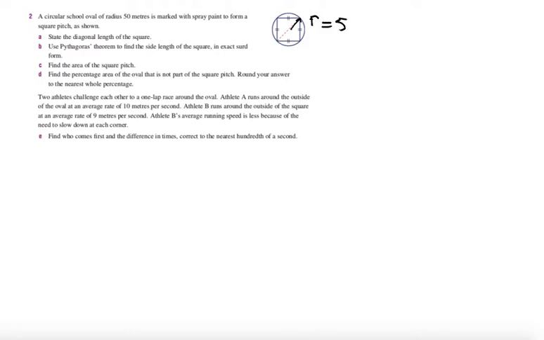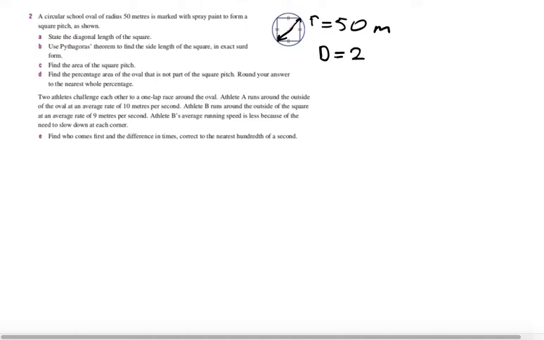So we know that R equals 50 metres, then the diagonal length is going to be the full length across, which is going to be the diameter of the circle, which is obviously 2 times the radius, which equals 100 metres. So therefore we know that part A is 100 metres. Obviously always very important to remember your units.